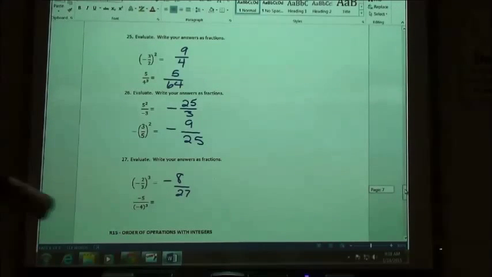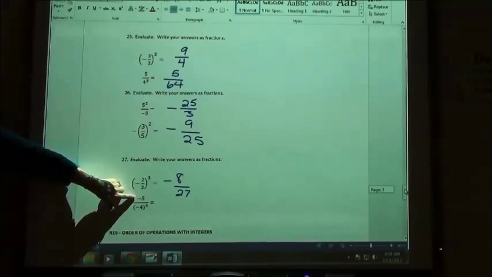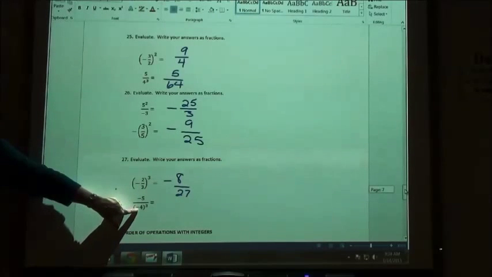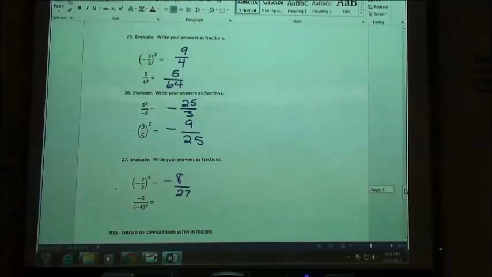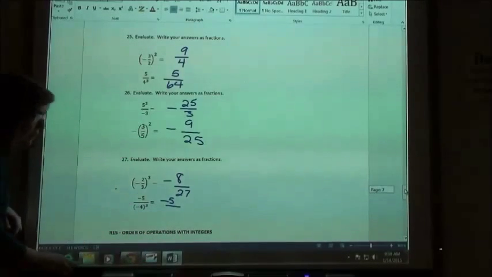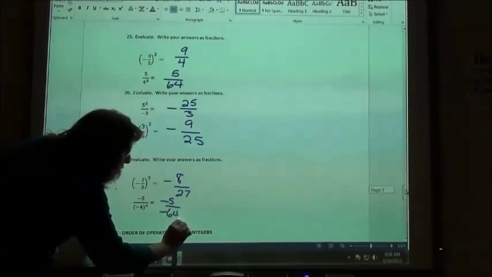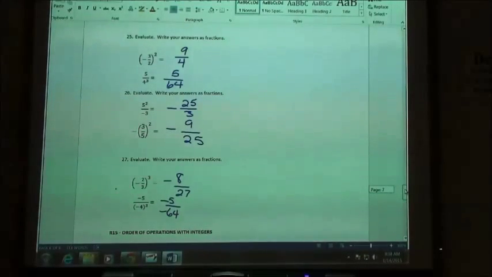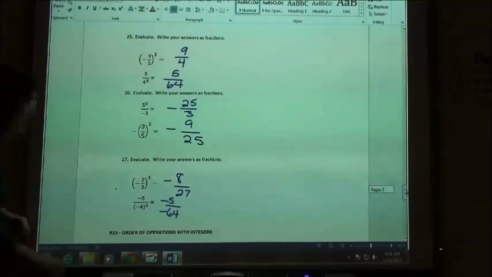Why are we going to end up with a positive? This negative sign counts once. This one is going to count 3 times. So I'm going to end up with 4 negatives, which means it's going to end up being positive. If I simplify them each separately, I'm going to have a negative 5 over, and negative 4 cubed is negative 64. A negative divided by a negative ends up being positive.